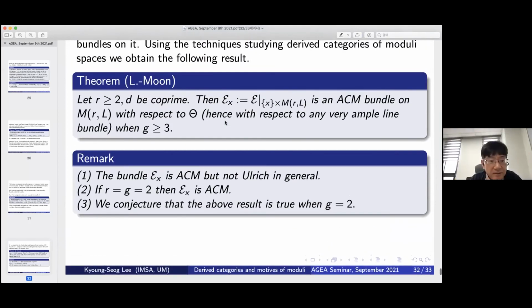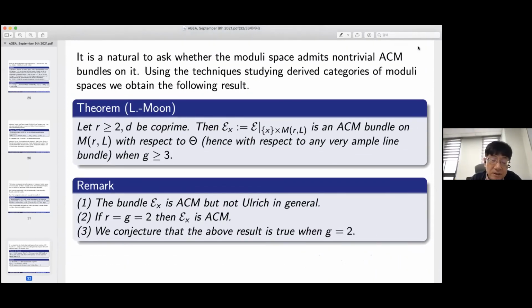If not, then maybe let me ask you one question. What happens in this derived category of the moduli? What happens for D of C_g, because the decomposition only happens until C_{g-1}?